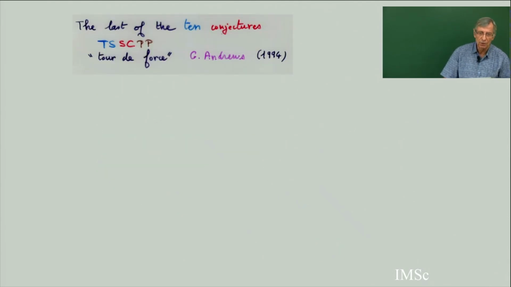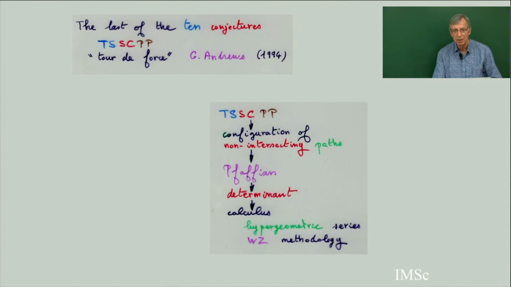And so the last of the 10 conjectures was proved by Andrews. First, you go from this partition to the configuration of non-crossing paths. But because the ending points are moving, it's not a single determinant, it's a sum of determinants, which is reduced to a Pfaffian, which becomes again a single determinant, and then reduced by a very long calculation using a computer. This was a tour de force by Andrews, a very complicated proof.